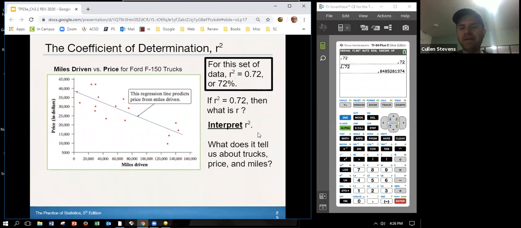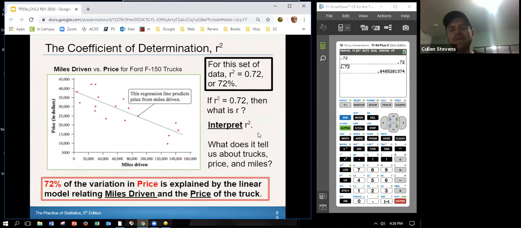So here's what it looks like. 72% of the variation in price is explained by the linear model relating miles driven and the price of the truck. That's pretty cool, okay? So we're saying that 72% of the variation in price is explained by the linear model relating to miles driven.